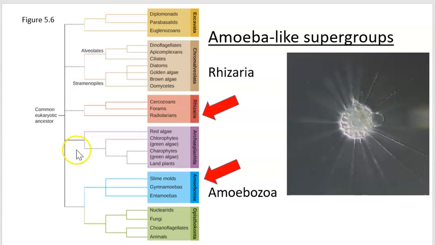We'll finish off our examination of this kingdom Protista by looking at some amoeba-like supergroups, including the Rhizaria and the Amoebozoa, and then we'll finish off looking at some of the characteristics of the algae that are out there. But when we look at this, there are two distinct differences for these supergroups, even though they are both amoeba-like organisms.